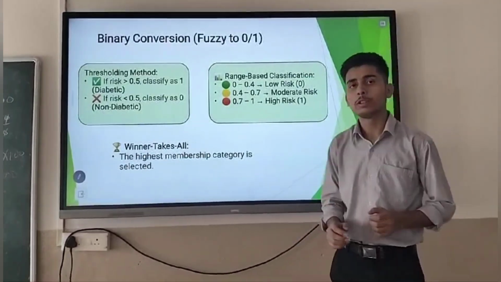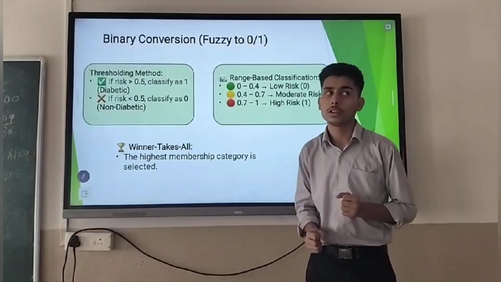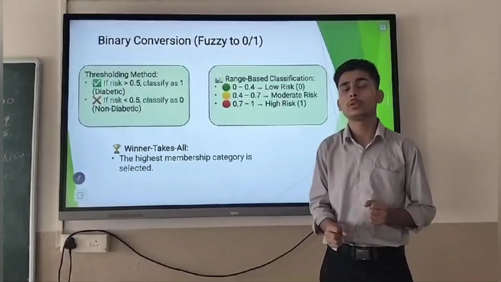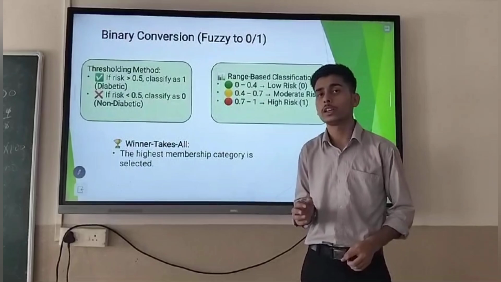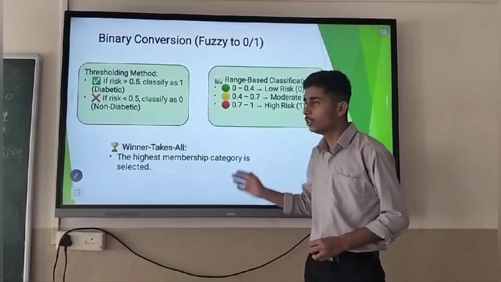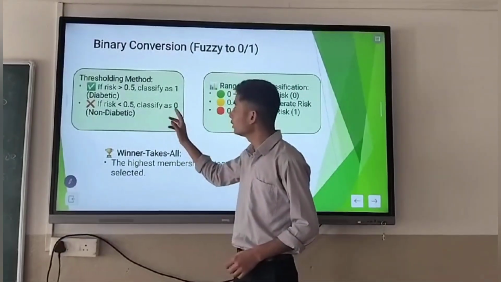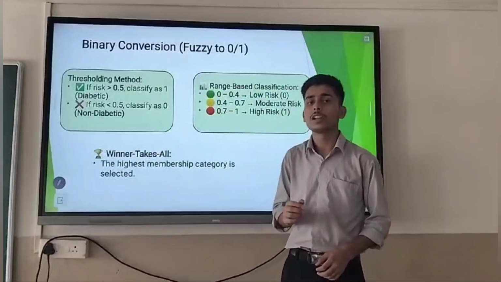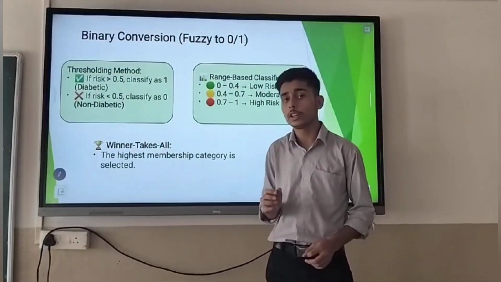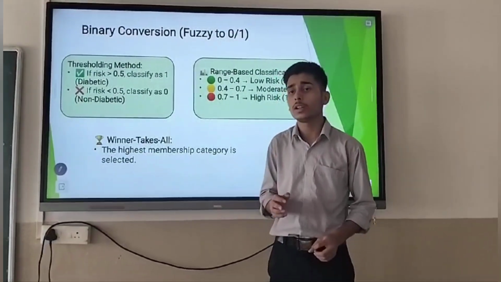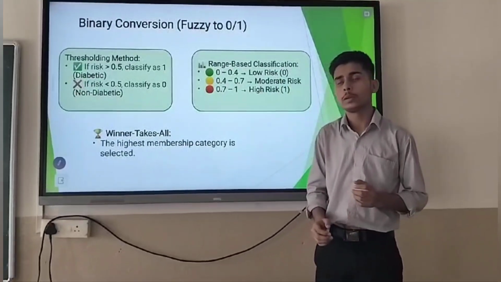Next is binary conversion from fuzzy to 0 or 1. We need to give the result of the person in the form of whether the person is diabetic or not, that is yes or no, or we can say in binary 0 or 1. So we use a threshold method for it. The threshold method is that if the risk factor is greater than 0.5, we classify it as 1, that means the person is diabetic. And if the risk factor is not greater than 0.5, we will mark it as 0, that is the person is not diabetic.